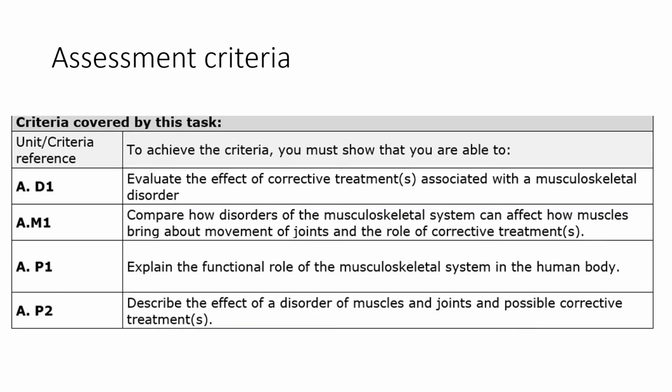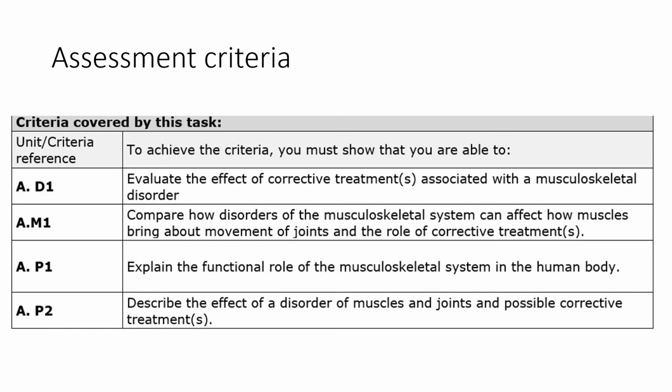So, assessment criteria. This is the bit my students would normally go to straight away and just look at, and not look at the rest. Let's see how it differs. Well, we've got to explain the function of the musculoskeletal system, describe the effect of disorders, but it doesn't give a number. Remember, you have got to explain 6 joints, you've got to explain 3 disorders.